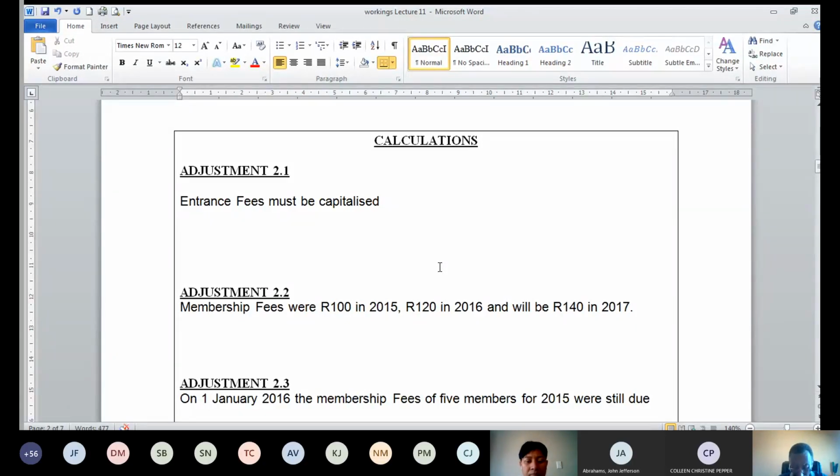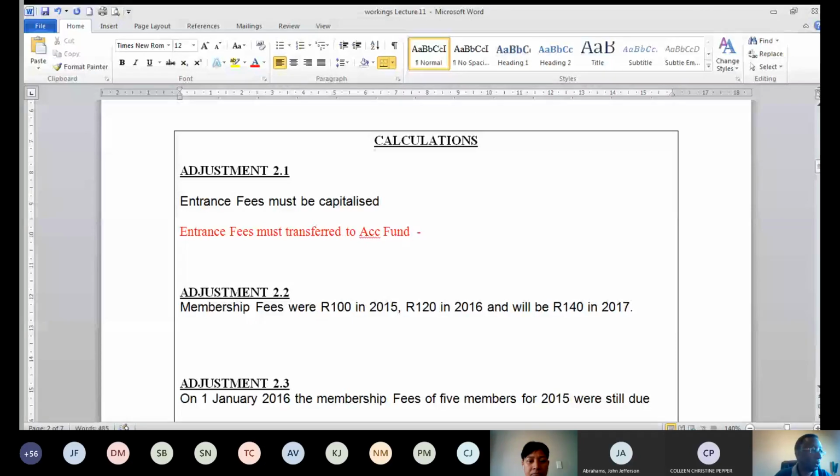However, third scenario, sometimes they tell you a certain percentage of your entrance fees must be capitalized and the balance must be regarded as income. Then you will do the split. Take a portion then to the income and expenditure account and a portion to the statement of financial position under capital fund. In our question over here, guys, entrance fees must be capitalized. Therefore, the entire amount of the entrance fees must now be transferred to the accumulated fund account.